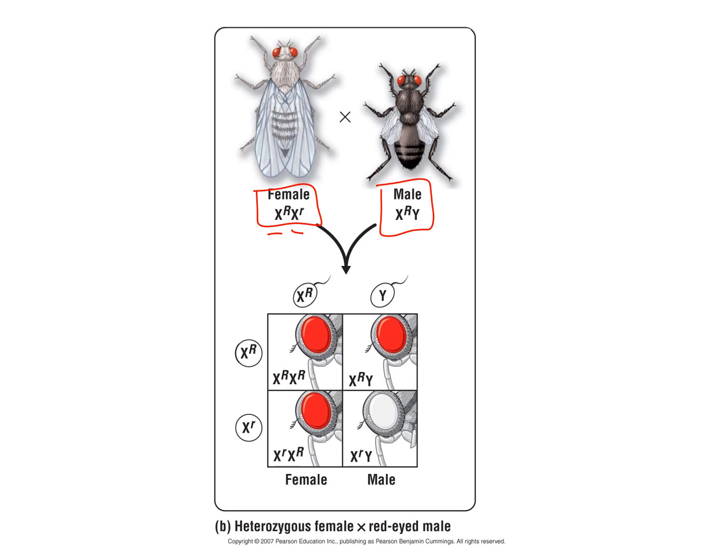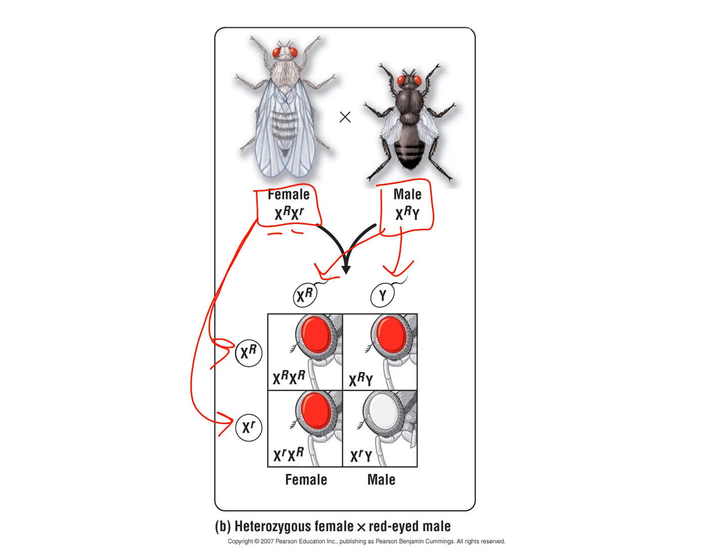So you first figure out the genotypes of the parents, and then you determine the different types of gametes that those parents can produce. The female, half of her eggs will have an X chromosome with the dominant allele, half will have the X chromosome with the recessive allele. For the male, half of his sperm will have an X chromosome which contains the dominant allele, and half of his sperm will have the Y chromosome, which has no allele.